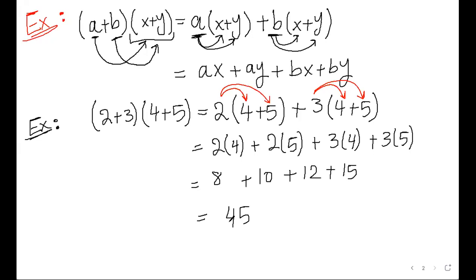Any questions so far for this distributive property? No. So for the real numbers in general, we have three properties: commutative, associative, and the distributive property. So now let's go to other properties in real numbers.